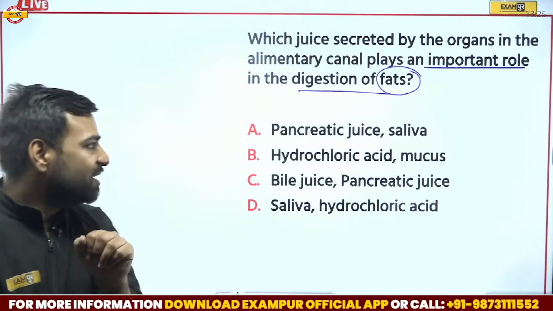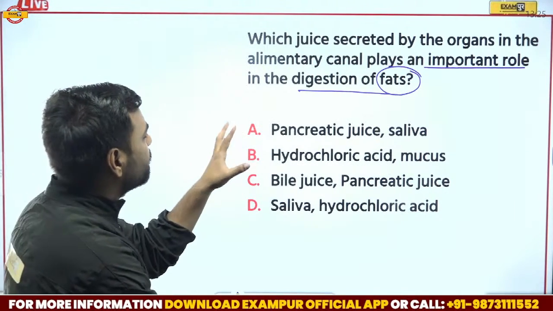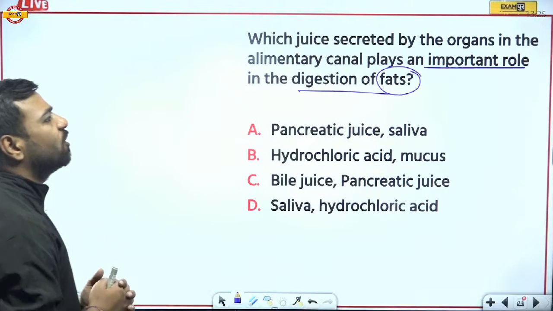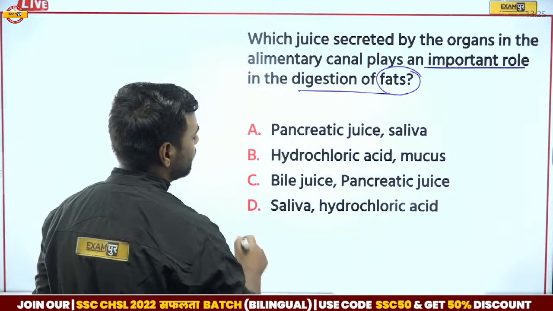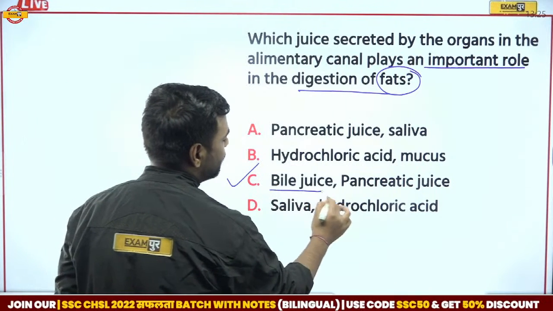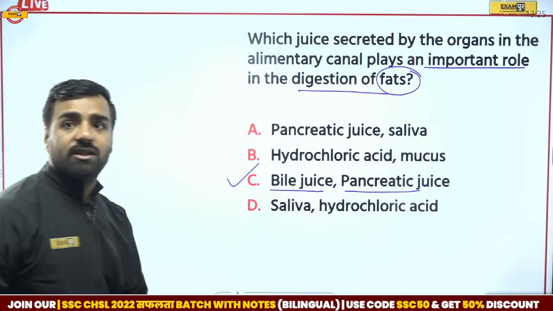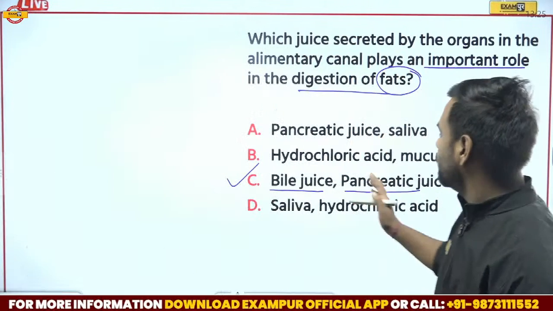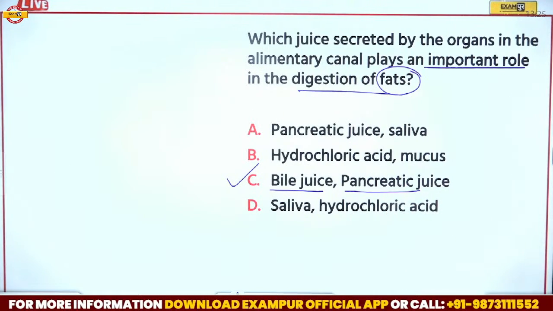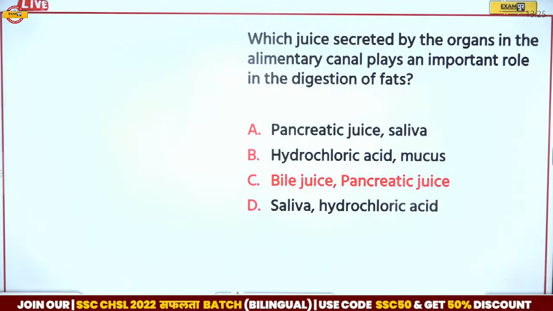Yeah, that's right. So if I talk about this particular question, the juice which is secreted by the organs in the alimentary canal that plays an important role in the digestion of fats, what is that? It will be your bile juice and pancreatic juice. Do not forget, very, very important. Pancreatic juice and bile juice will be the correct answer over here. That is option number C.